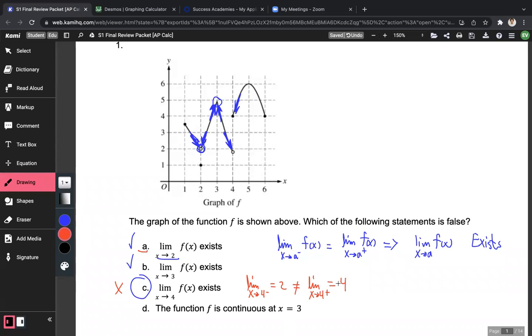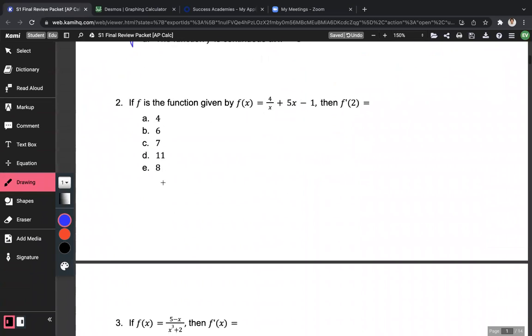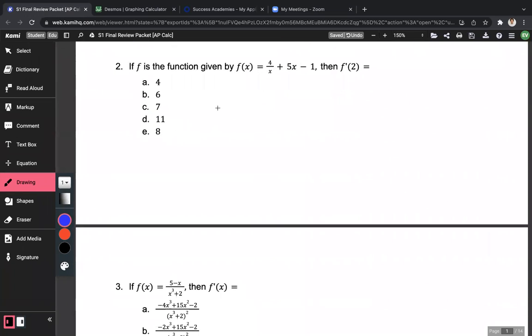I'm going to be doing a lot more annotation and work just so you can see my thought process than I would necessarily want you to be doing on a real multiple choice section. Last thing to note, the function is continuous at x equals 3. Yep, we can see that that's completely true. There's no break there. It's a cusp, so it isn't differentiable, but it is continuous. So number 1 is C.